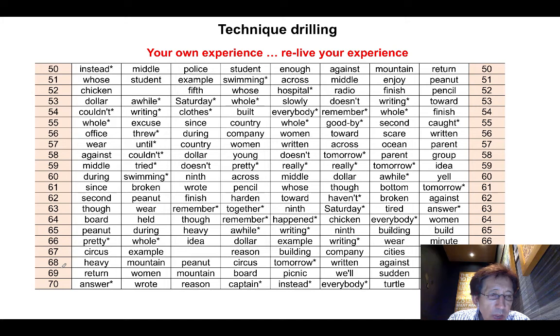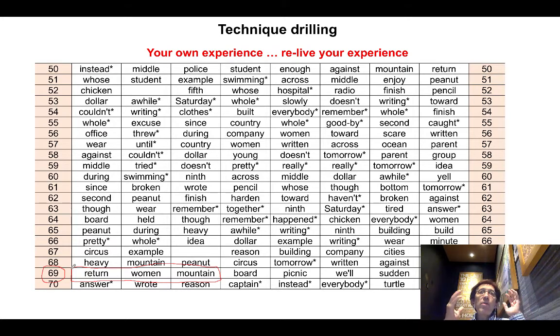Okay, so line 69. I'm going to give you 3 words, the first 3 words in line 69, which are return, women, and mountain. So you need to pick one keyword and find a related story to that keyword.